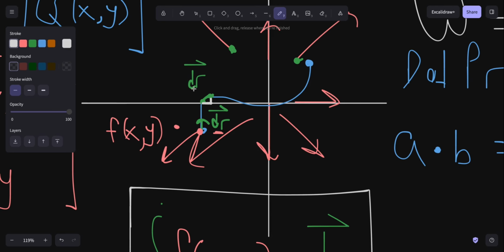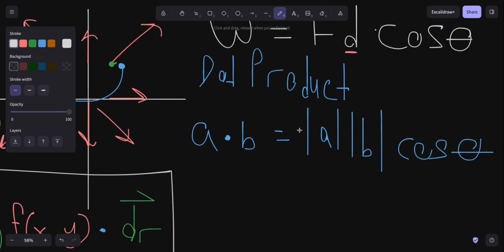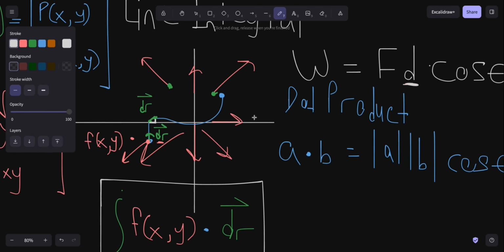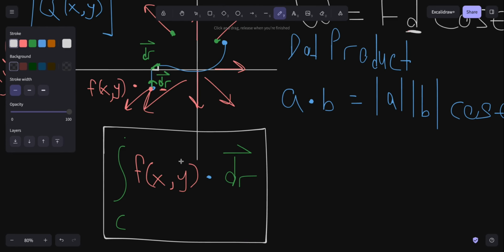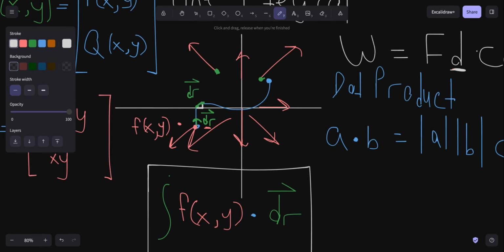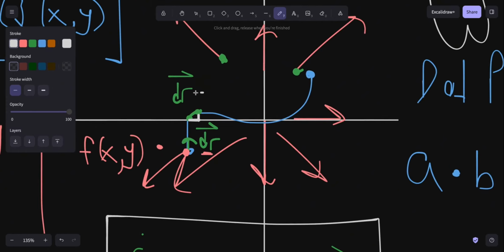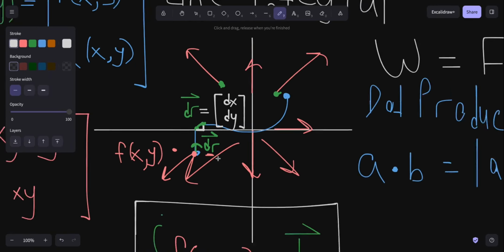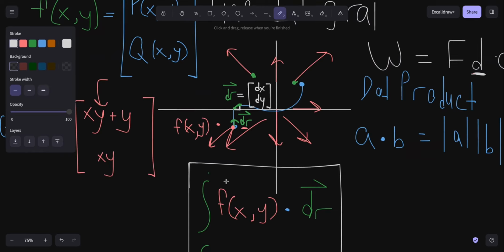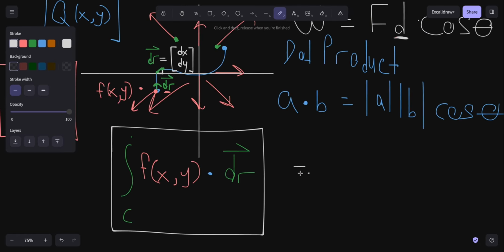And recall that dr is a displacement vector. Dr is also a vector. That's why we were able to take this dot product: it's the dot product between the vector from the vector field and the vector from the path displacement that we take. And so I can say that dr is essentially equal to a tiny change in the x direction and a tiny change in the y direction. And that's why you might see this line integral formula written in another form.